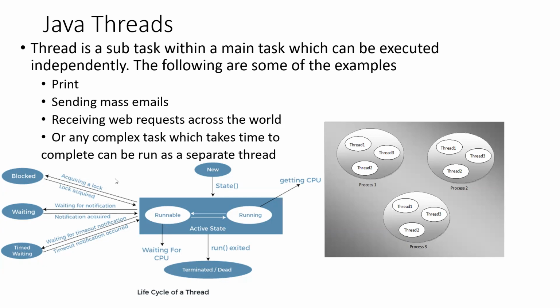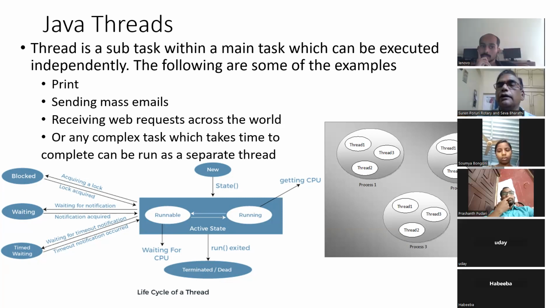What is the blocked state? If multiple threads require the same shared resource, to give you an example, let's say only one stove is available and three people have to cook three different dishes. What do we do? One should wait.